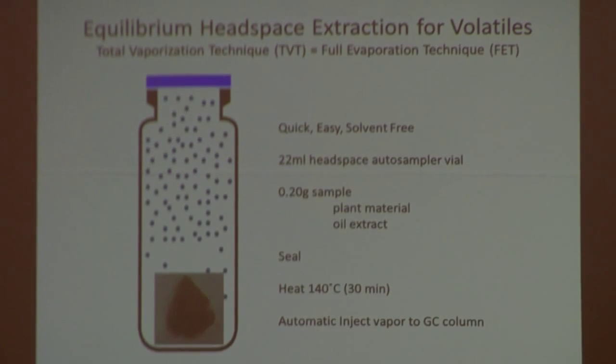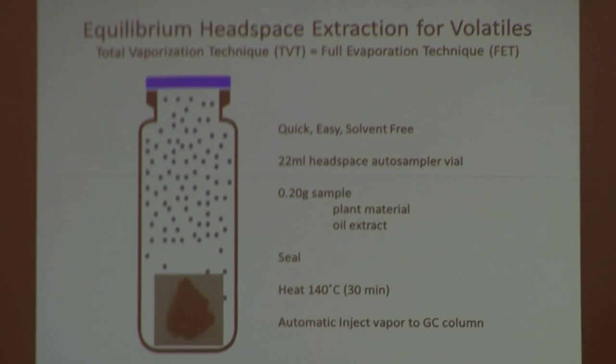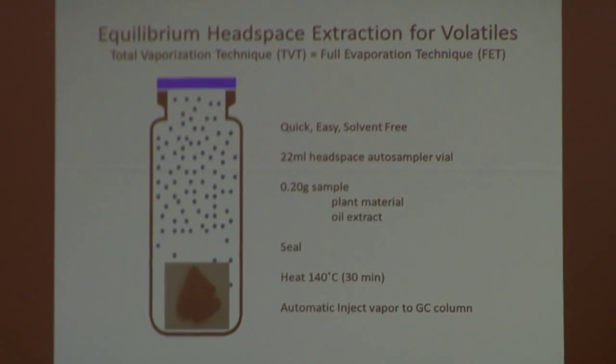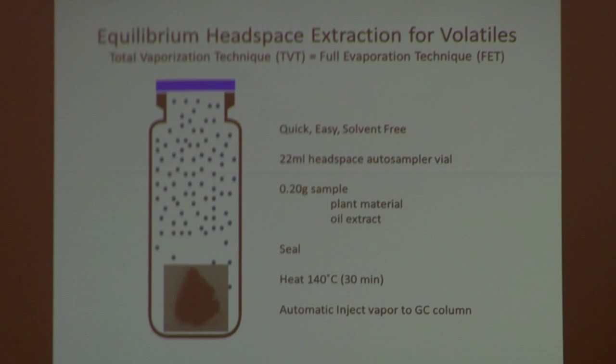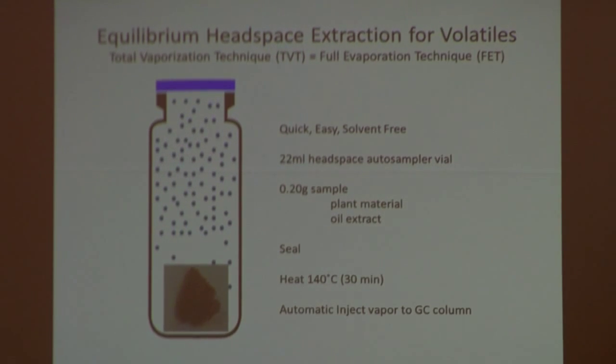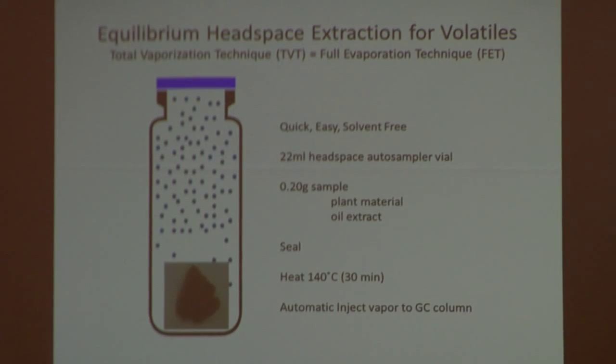For headspace, we might use equilibrium headspace extraction for volatiles, and it can go by a couple of different names in the literature. One is called total vaporization technique, or TVT, or the full evaporation technique, called FET, F-E-T. And it's a very quick, easy, solvent-free extraction. The key word here is volatiles. Given a certain amount of temperature, these components will go up into the vapor phase, and then we'll be able to inject it into a gas chromatograph for analysis.